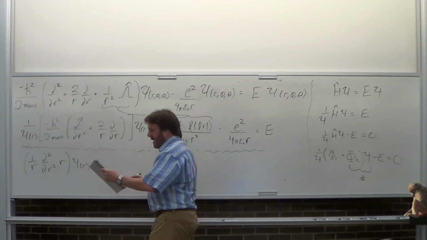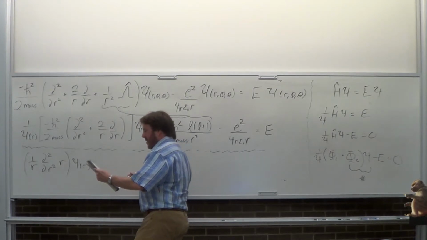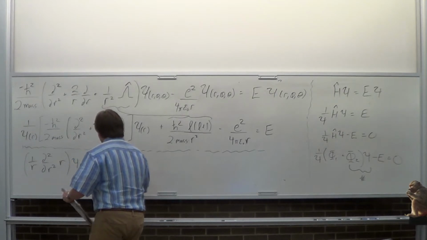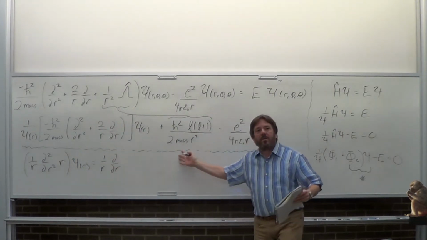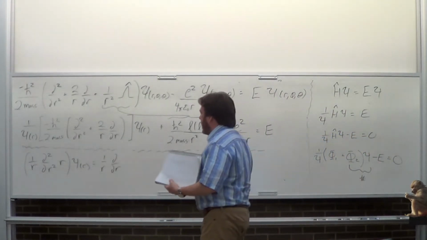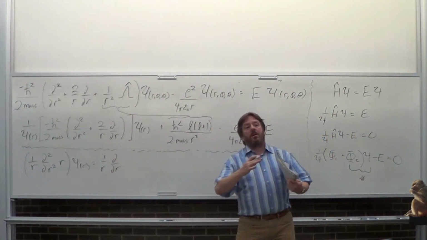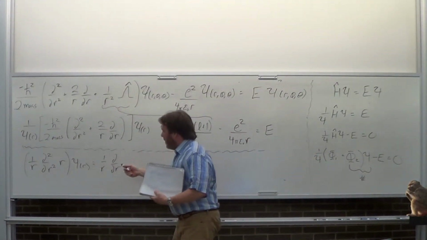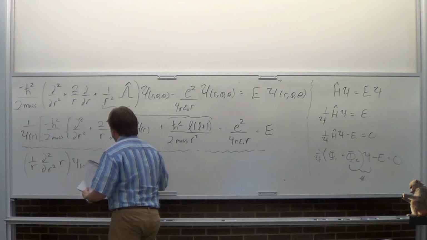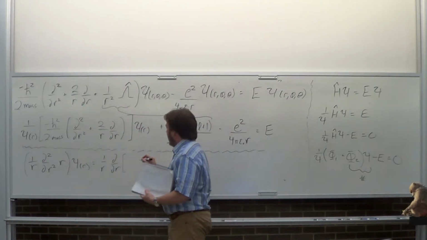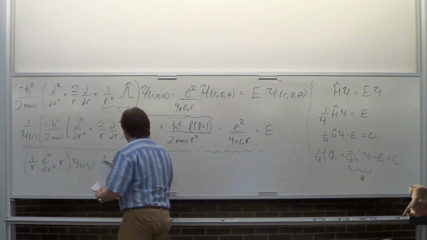Let's see. I actually am going to plan to show you this. Let me see. 1 over r. And now, I'm going to put this on the exam. I don't know exactly this, but I'm going to have you do some operator manipulation. Just go slow, right? 1 over r, 1 over r, first derivative. I'm not going to do this in my head. That would be obscene. Okay, the first derivative of r times the wave function.